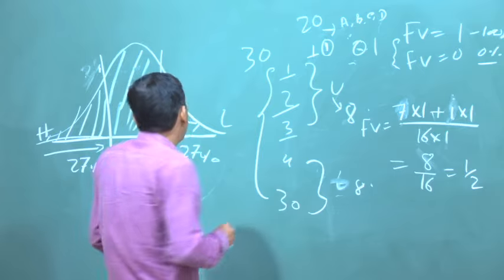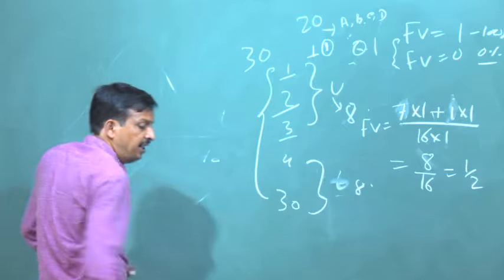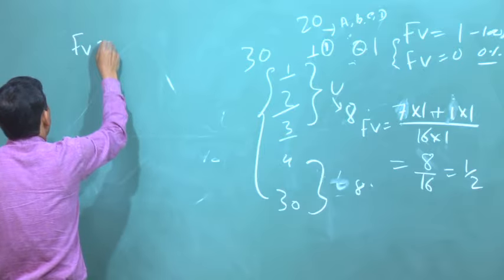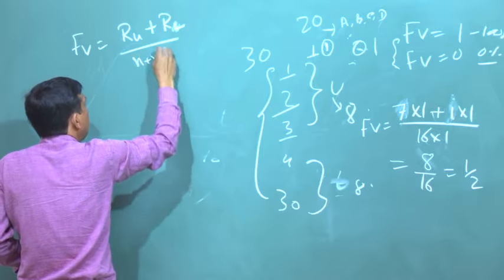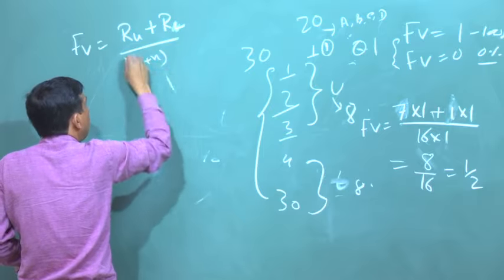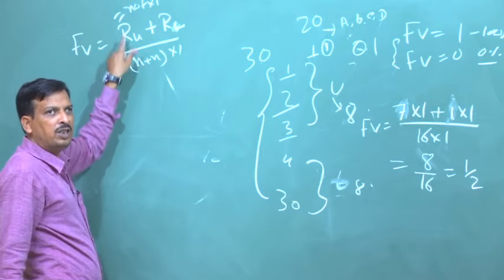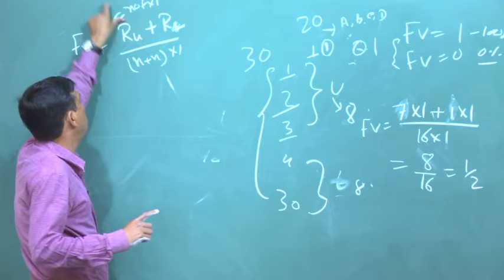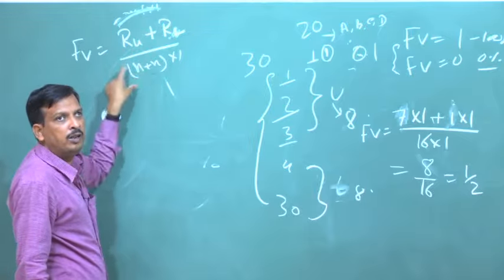So, what is the formula for facilitation value calculation? The formula FV is nothing but the right marks by upper group students plus right marks by lower group students divided by the group size n into marks. So, R is the number of upper group students who give the correct answer, multiplied by the marks. If it is a single 1-mark question, it will be 1. So, it is the number of correct upper group students plus correct lower group students divided by the group size.